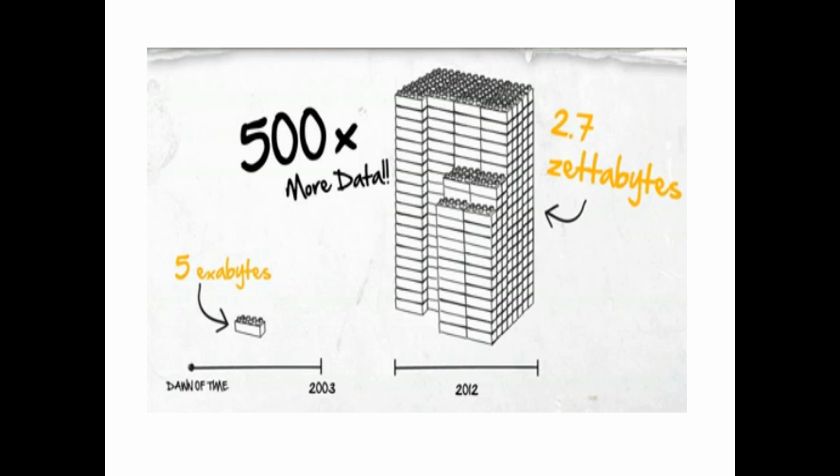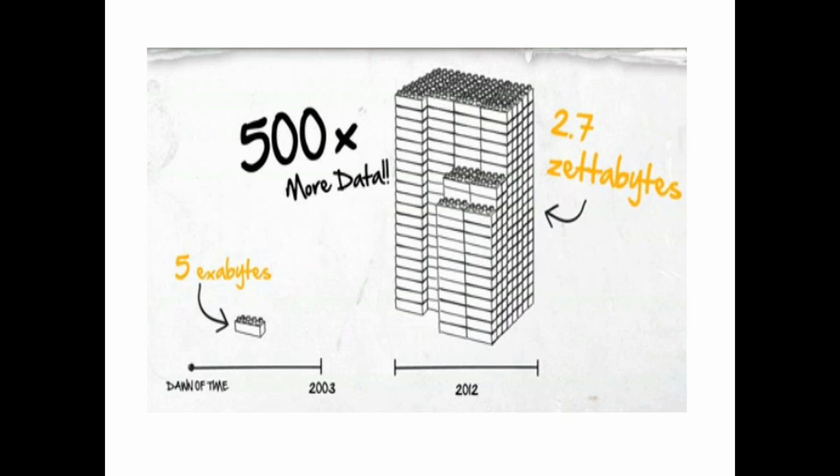At the present point of time it is increasing exponentially. By 2012 it was 2.7 zettabytes, while earlier it was only 5 exabytes. It has increased like 500 times more than the earlier data. This is the pace at which data is getting generated, and it keeps moving at a rapid phase.